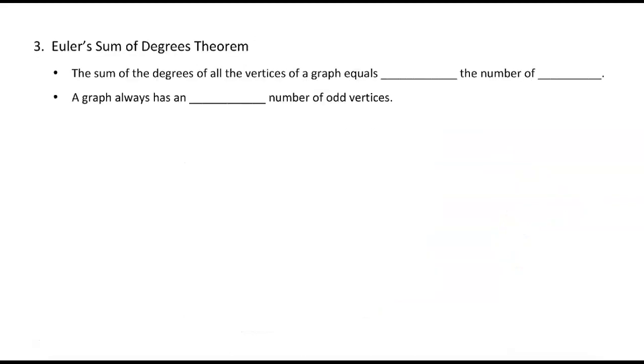Now let's look at Euler's sum of degrees theorem. This theorem tells us that the sum of the degrees of all of the vertices of a graph equals twice the number of edges. This means that the sum of the degrees of the vertices must always be an even number. 2 times anything is an even number. This also means that a graph must always have an even number of odd vertices. Otherwise, the sum of the degrees would be an odd number.